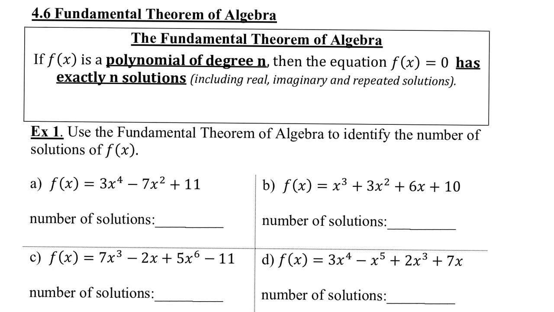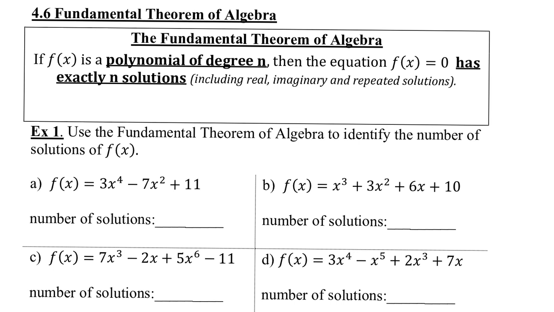Okay, 4.6 is our last section of chapter 4, and it's the fundamental theorem of algebra. The fundamental theorem of algebra says if f of x is a polynomial of degree n, remember the degree is the highest exponent in the equation, then the equation f of x equals 0 has exactly n solutions. This is including real, imaginary, and repeated solutions. Okay, we've kind of already known this.